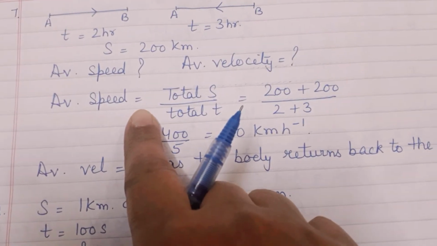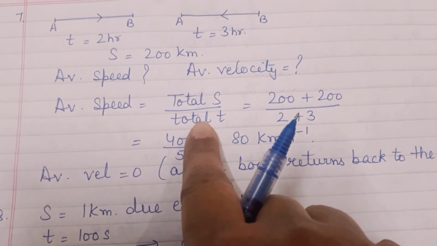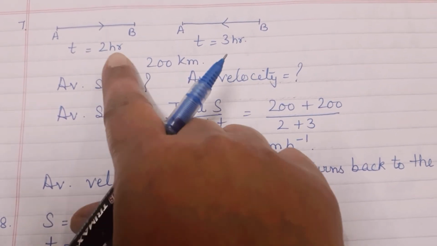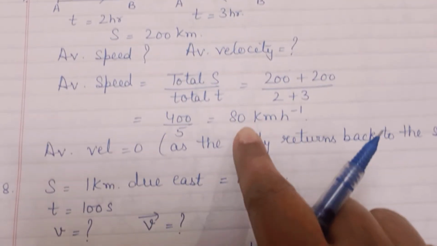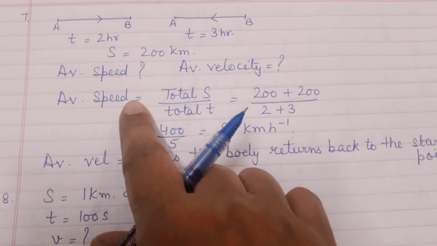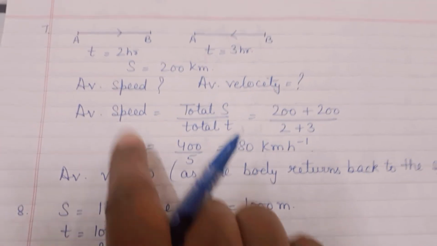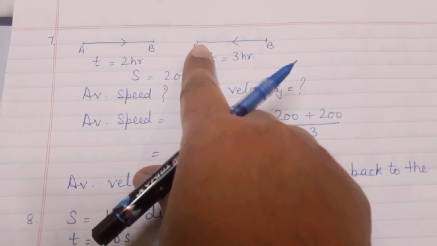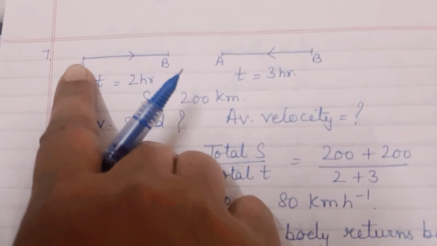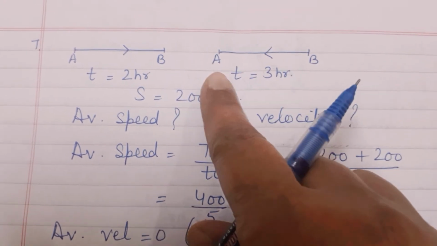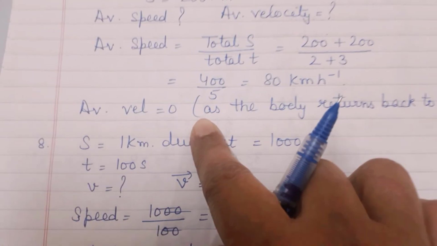First of all, average speed is total distance traveled upon total time taken. The total distance is 200 plus 200 and time will be 2 plus 3. So the direct answer is 80 kilometers per hour, the average speed. What about the average velocity? Remember, when a body returns back to the same position from where it has started, first it is moving from A to B and afterwards it comes back to A from B. So therefore the average velocity is 0.